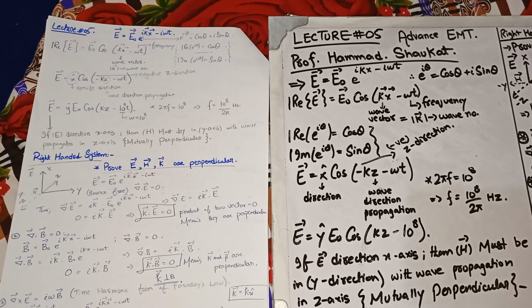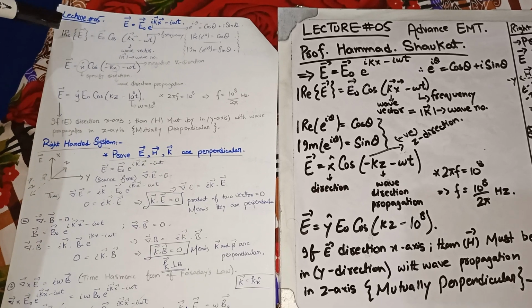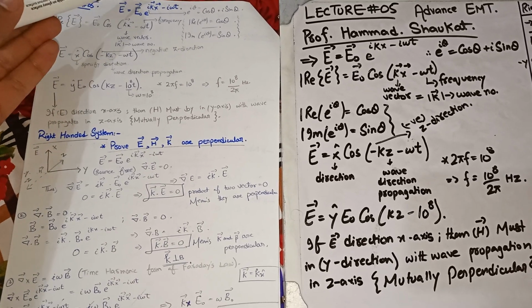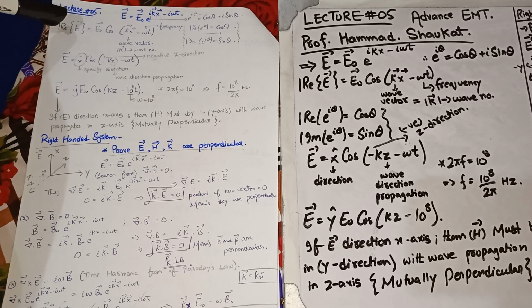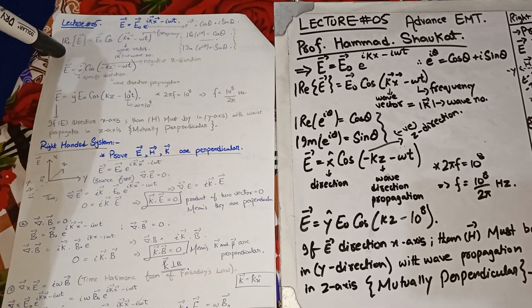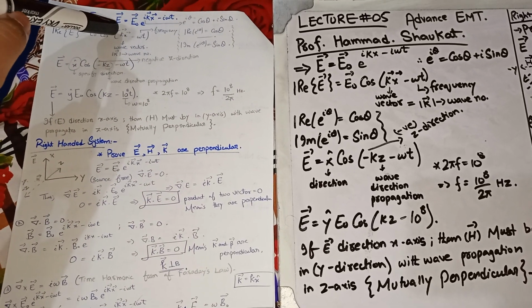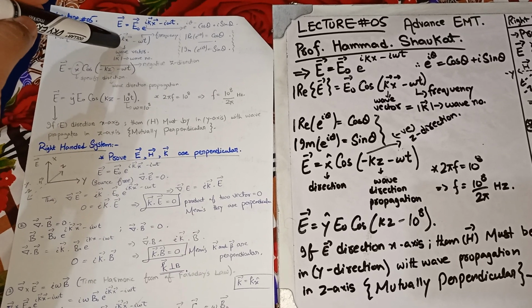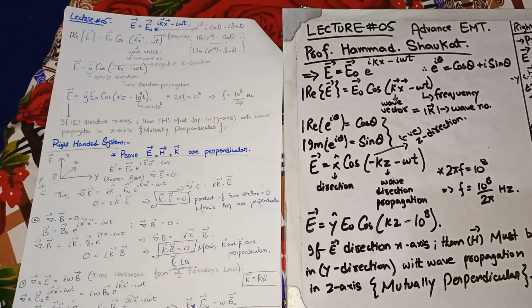So the real part of this solution of the Helmholtz wave equation is E naught times cos of kx minus omega t. Omega, you already know, is the frequency, and k is the wave vector, but when you take the magnitude of any vector it becomes a number. It becomes the wave number.